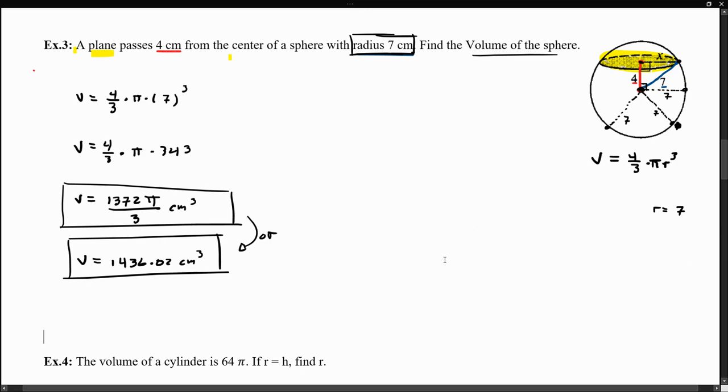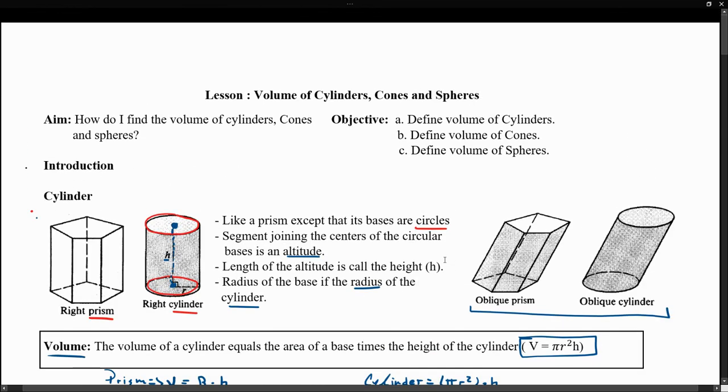So now this concludes our lesson for the volume of cylinders, cones, and spheres.